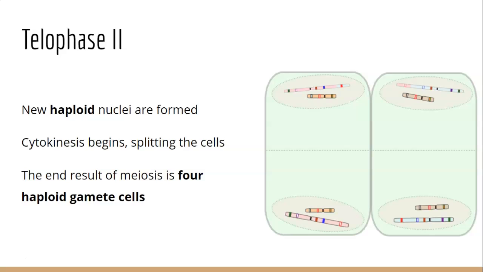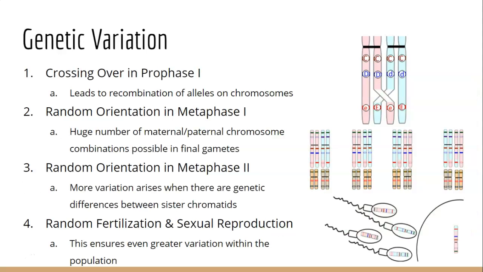Then we have telophase 2, where your haploid nuclei form, cytokinesis begins, and the end result is 4 haploid gamete cells. That is the end result that we're looking for, and that's what we care about. Now again, genetic variation is like lights flashing, the main thing we care about in meiosis, right? Genetic variation that leads to a successful population.